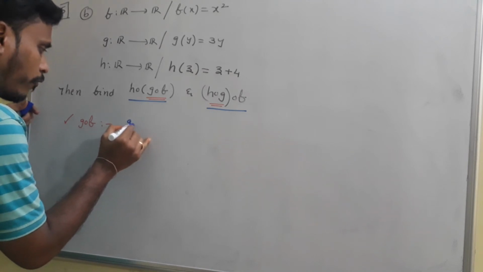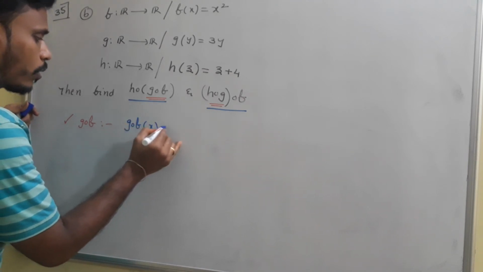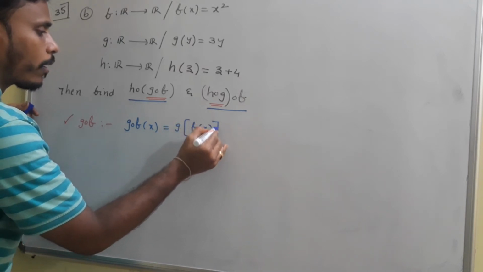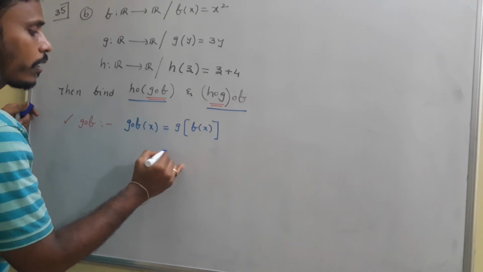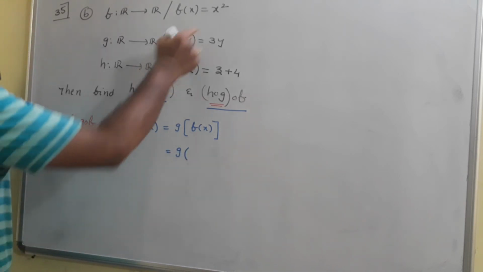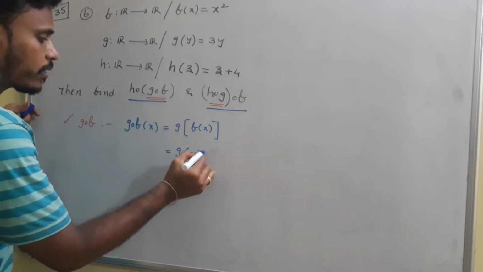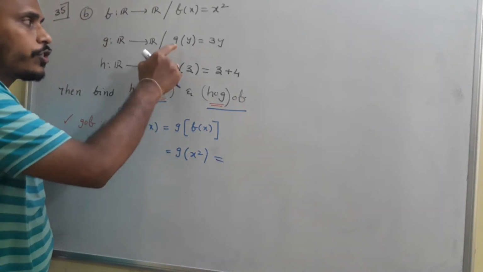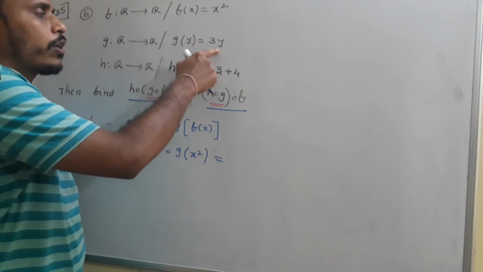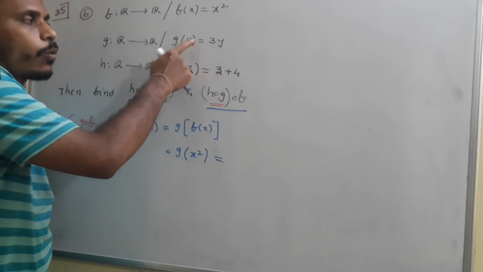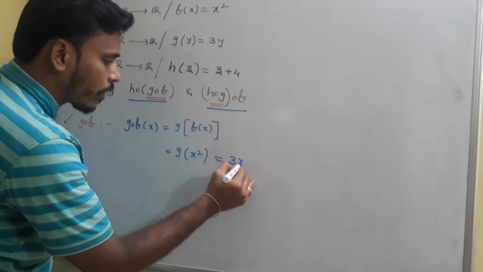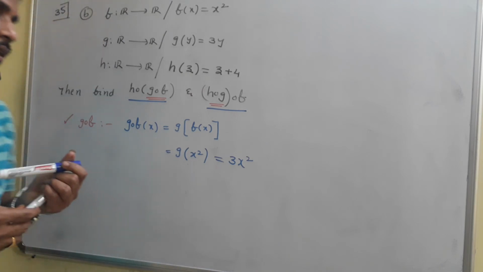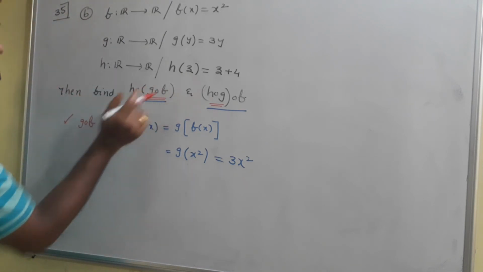g circle f of x is equal to, you just say it like g of f of x. And that is equal to g of, what is f of x? f of x is x square. So replace f of x with x square. Now g of x square. If input is y, output is 3y. If input is x square, output is 3 times x square. So g circle f of x is 3x square. So g circle f is completed.